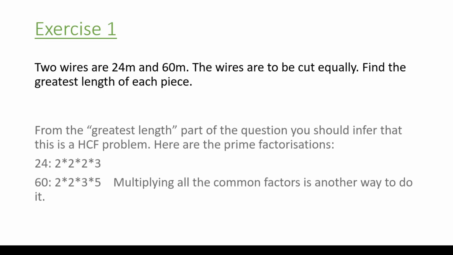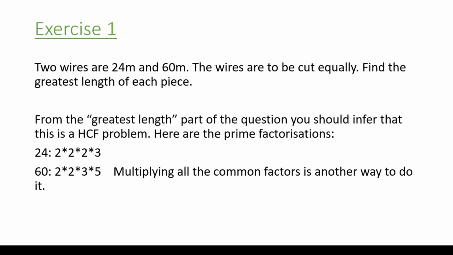Okay, so that's 15 seconds up. So from the greatest length part of the question, as I've already said, you should infer that this is a highest common factor. So here's the other way to solve the highest common factor. You can multiply all the common factors if you set it out like this. So 2 and 2 and 3 should get you the answer you're looking for. And obviously the answer you're looking for is 2 squared times 3, because it's how many of 2 and how many of 3. And that will leave you with 12 meters of length.